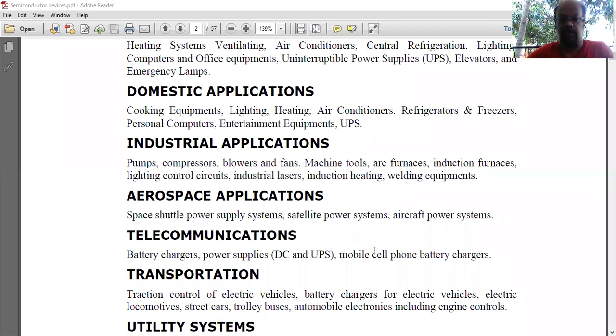So of course, for mobile cell phone battery chargers and all, we are able to realize very small size. You may see what the chargers are. These are all the advantages. These are all the applications of power electronics only.